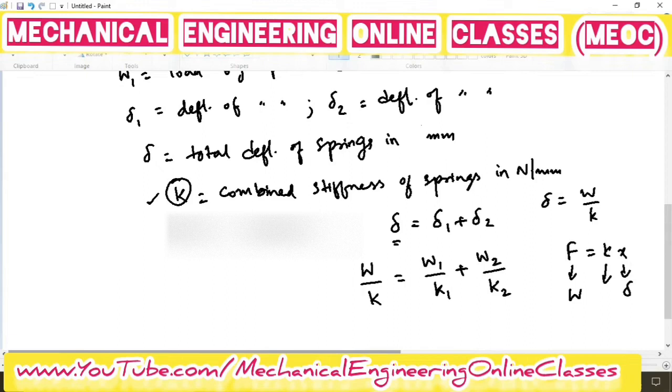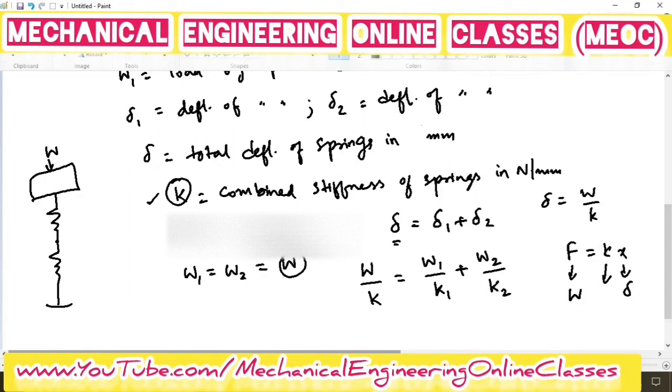One more important point to note here is when the two springs are connected in series and there is a load that is applied, as they are connected end to end and they are placed one below the other, the load shared by both the springs will be equal, in the sense W1 will be equal to W2 and that will be equal to W. So the entire load is being shared by both the springs.